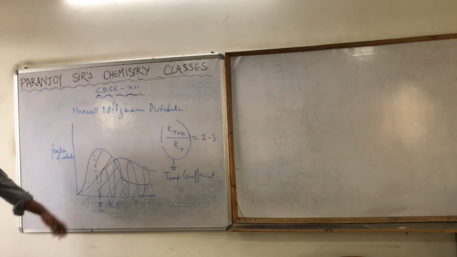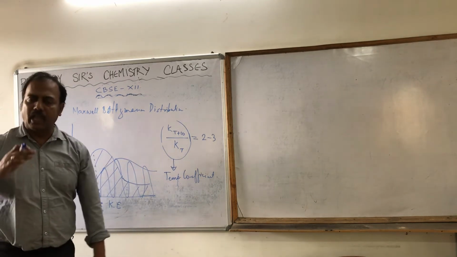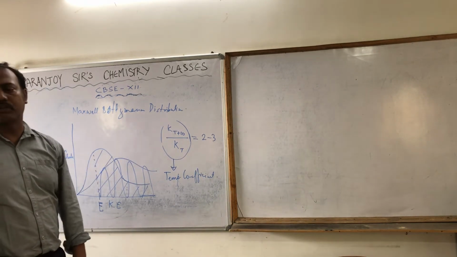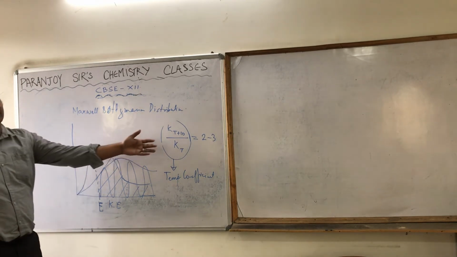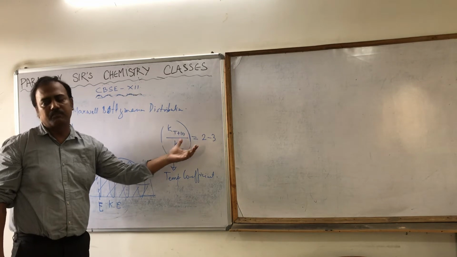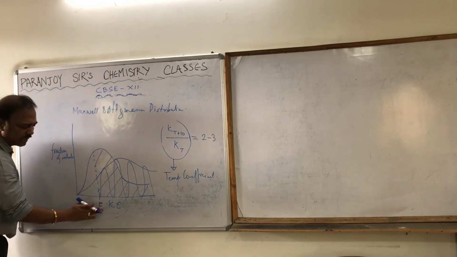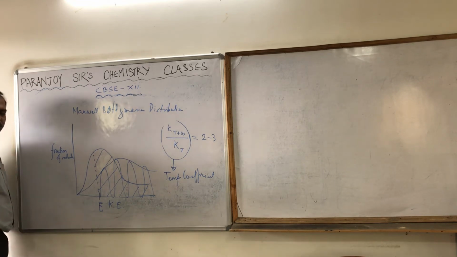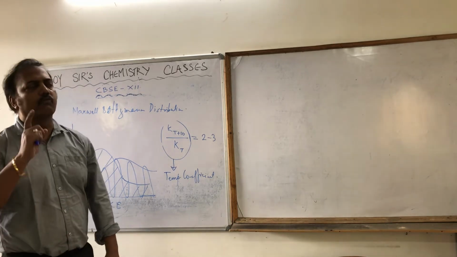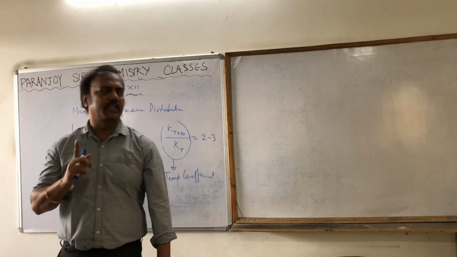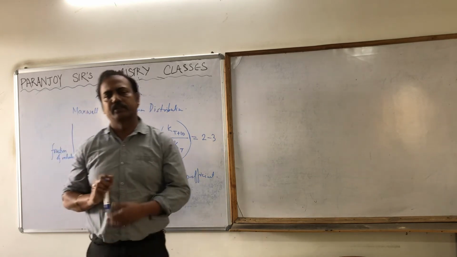The area of the second part is actually twice to thrice that of the first part. And that is the reason for which the rate constant increases by 2 to 3 times. Now I am coming back to this energy, which is the minimum energy required by one reactant molecule. Please understand it: one reactant molecule to undergo the reaction.